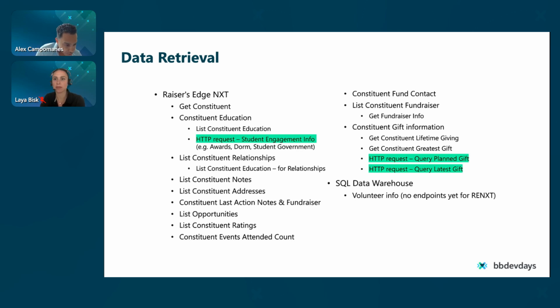We've got then constituent notes, addresses, constituent last action notes, and fundraiser opportunities, ratings, number of events attended, fund contacts, and fundraiser information, so the fundraiser that is assigned to that constituent. Then gift information, where we have four API calls, and then the data warehouse one, which is the volunteer info.